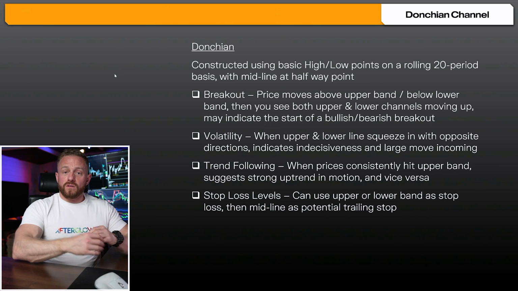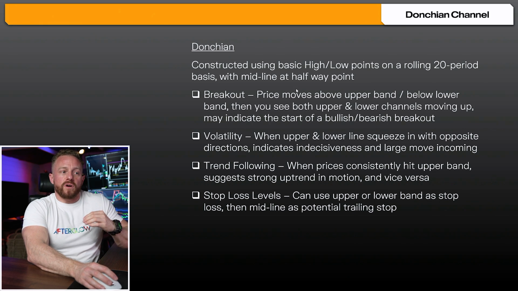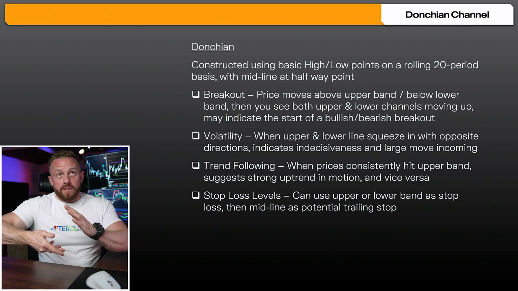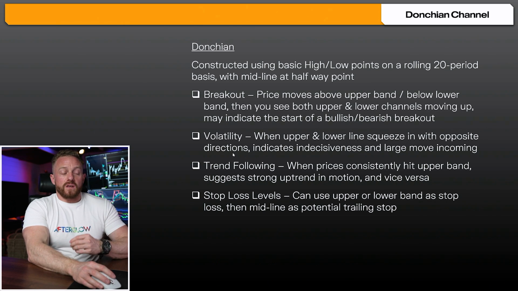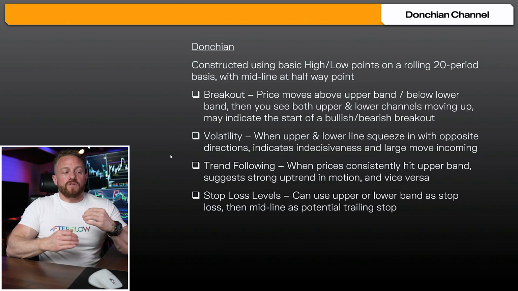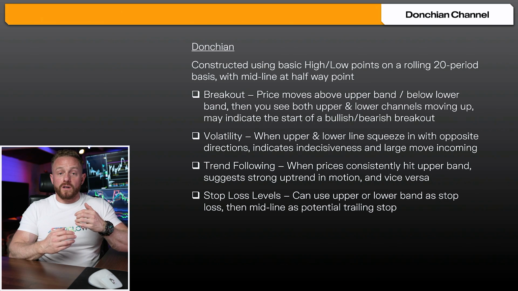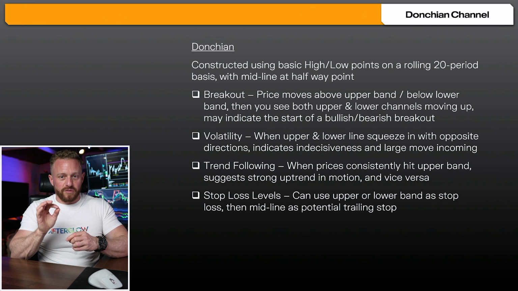So with the Donchian's channels, it's quite good to identify potential breakouts because when price is moving above the upper band, and then you also see the lower channel band moving up, that may indicate the beginning of a bullish or bearish breakout. In terms of volatility, if you see the upper and lower line squeezing in opposite direction, that usually shows indecisiveness, showing a large move incoming, although I tend to prefer using the Bollinger to identify that particular aspect.